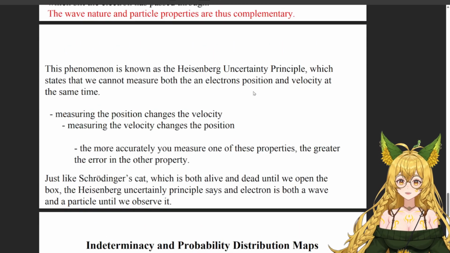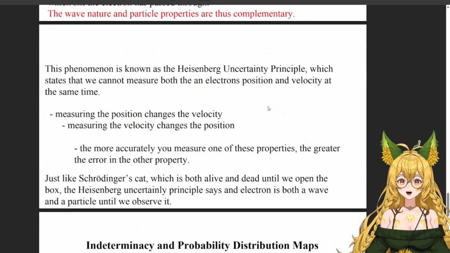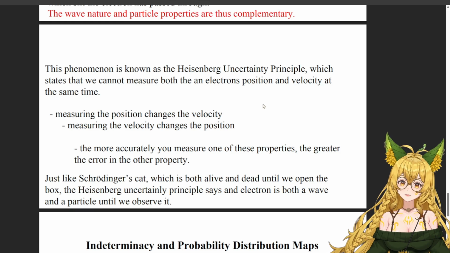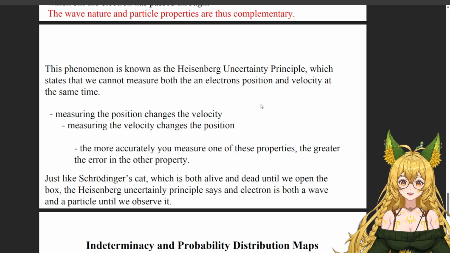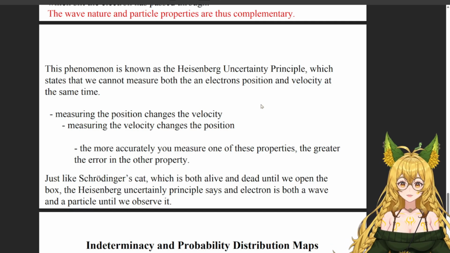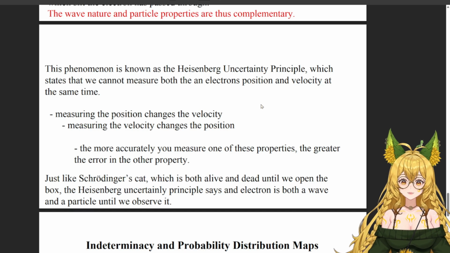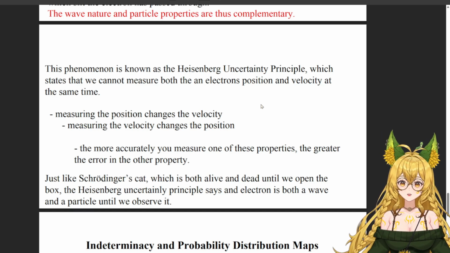This phenomenon is known as the Heisenberg uncertainty principle, which states that we cannot measure both an electron's position and velocity at the same time. Measuring the position changes the velocity, and measuring the velocity changes the position. The more accurately you measure one of these properties, the greater the error in the other property.